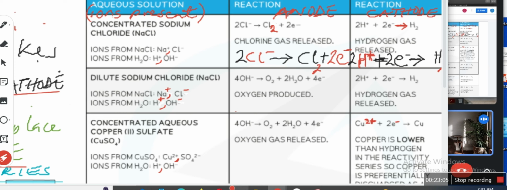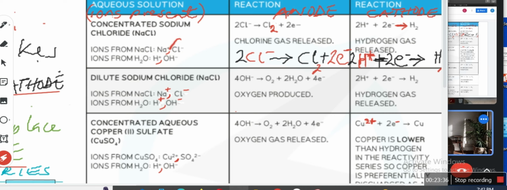We need to talk about the ions that are present. First of all, what are the ions present in sodium chloride alone? You have sodium ion and chloride ion, right? Now, the ions present in water, because it is in a solution, that's why we talk about concentrated or even diluted, are hydrogen ion and hydroxide ion. Have you taken note of that?